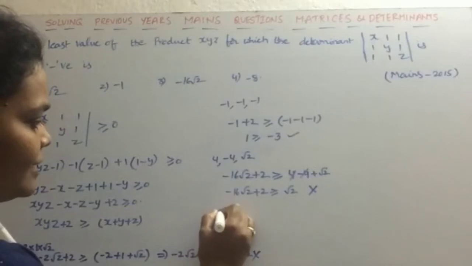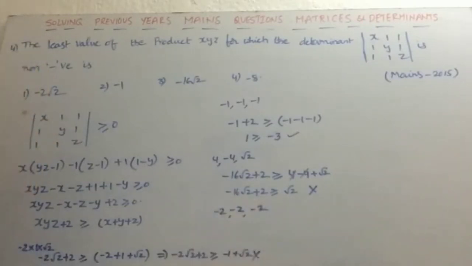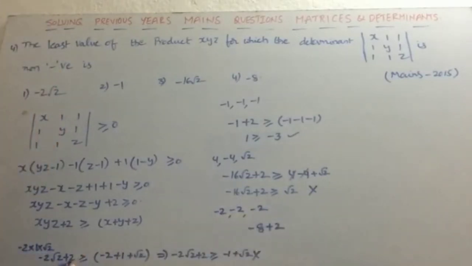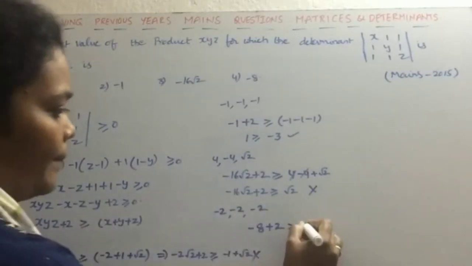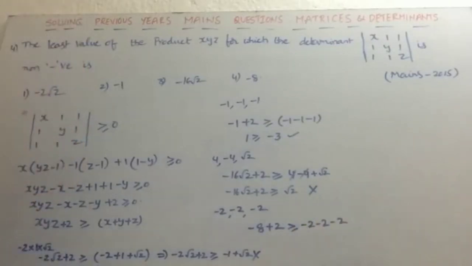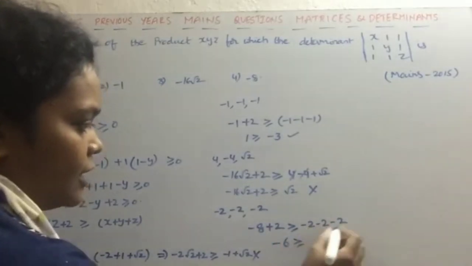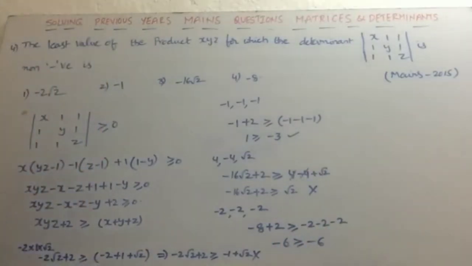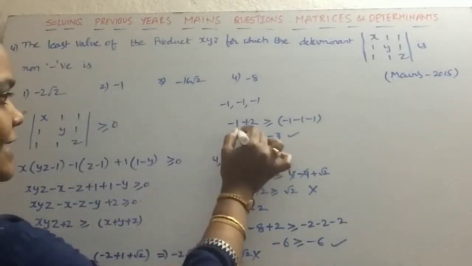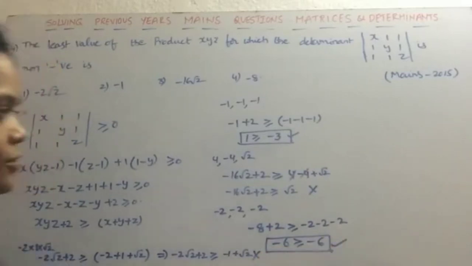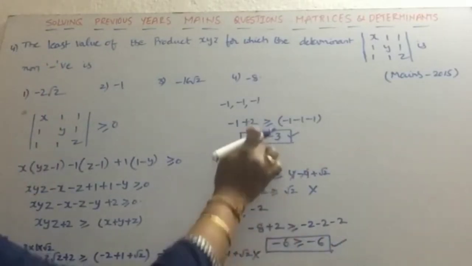Next we will substitute minus 8. Then I will take x as minus 2, y as minus 2 and z as minus 2. Then we will get minus 8 plus 2 is greater than or equal to minus 2 minus 2 minus 2. Here we will get minus 6, which is greater than or equal to, here also minus 6. So minus 6 is greater than or equal to minus 6. Here also this is right. But here 1 is greater than or equal to minus 3 and minus 6 is greater than or equal to minus 6. So these two options are true.